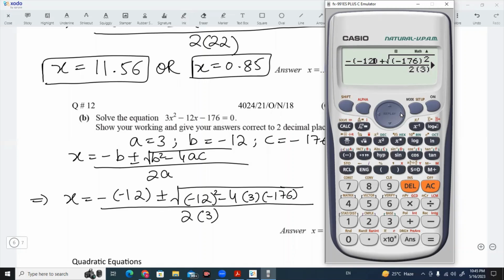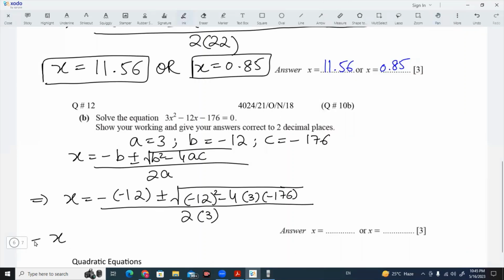Pardon, the value of B is not minus 176. It's basically minus 12. Minus 12 whole squared. Now press equal to sign. You will be having your answer. The result in decimals is 9.92. If we correct to two decimal places, 9.92 is the first answer. So what about the second answer?